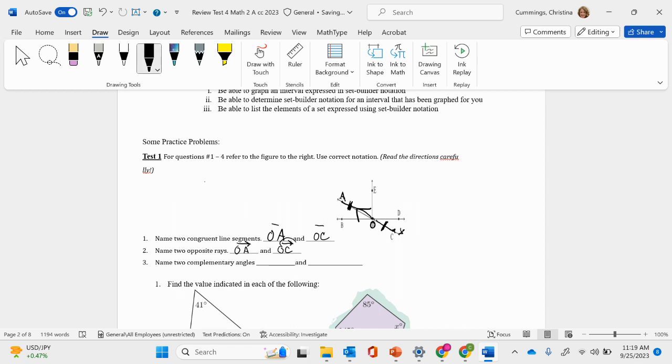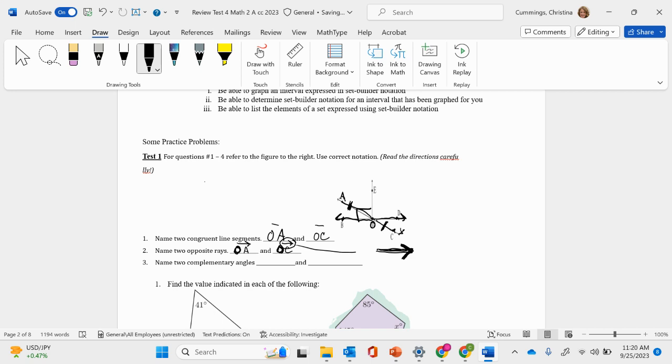Okay. The ray symbol, some people are still not writing the symbol for a ray, which is an arrow that points to the right. For the ray, the first letter, if they're opposite, will be the same in both symbols. So OA, OC, you also could answer OB and OD because they're going in opposite directions.